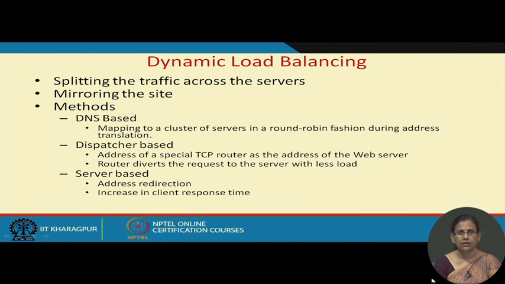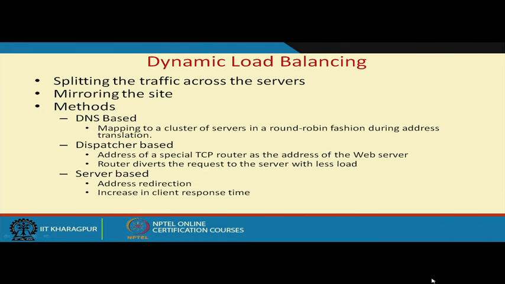First one is your DNS based. In fact, maybe this class or next class, we are going to talk about what the domain name system, or DNS, is. DNS, at least right now I can tell you, connects the IP address of a server with your textual address, which we generally call the web address.